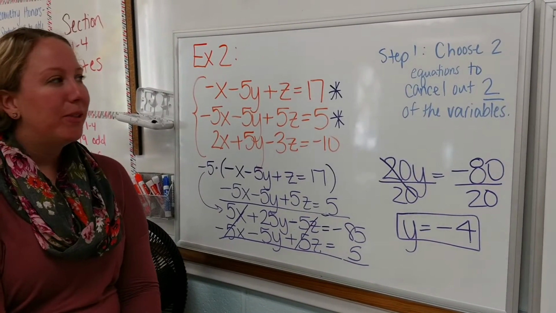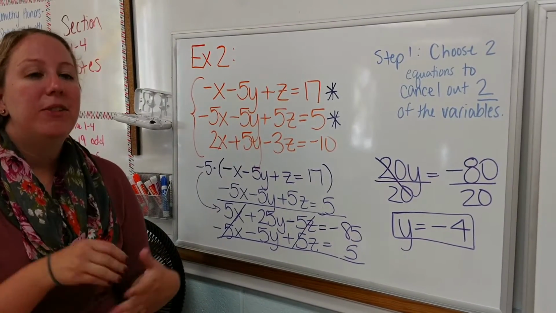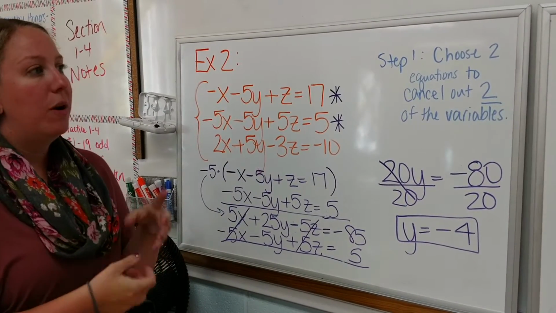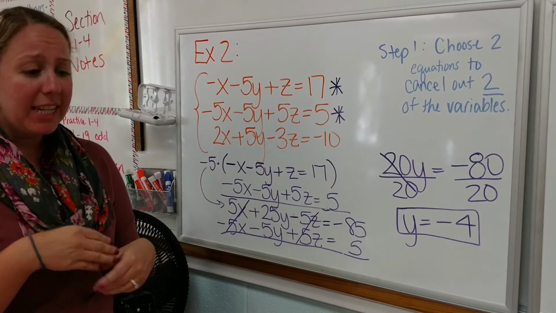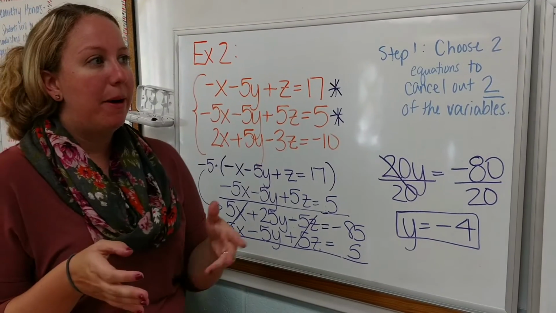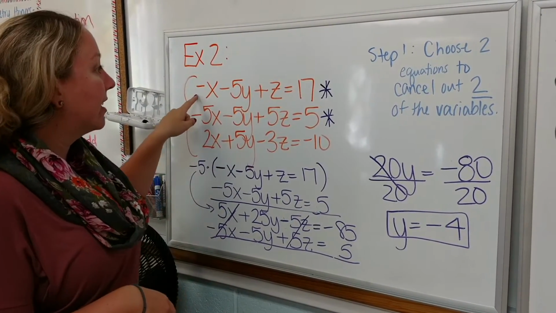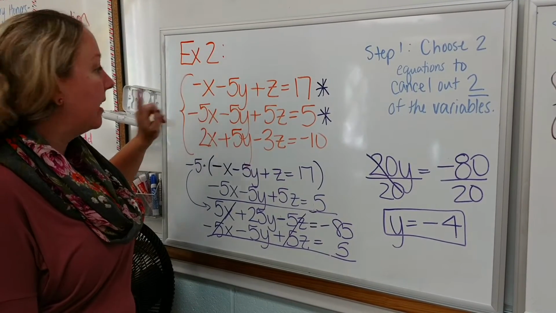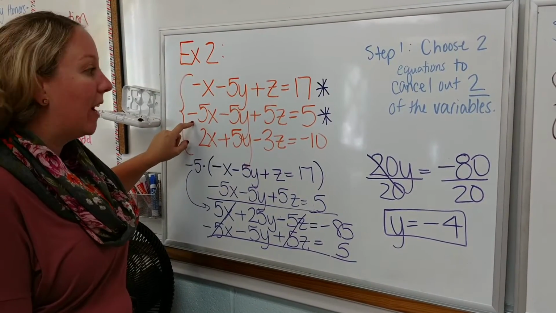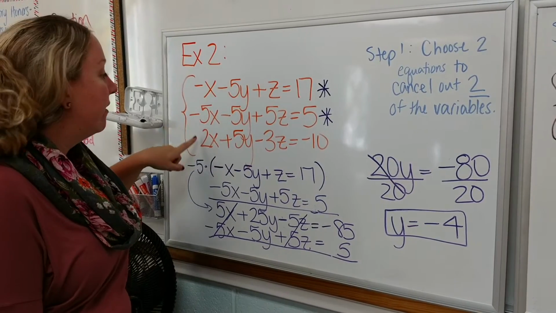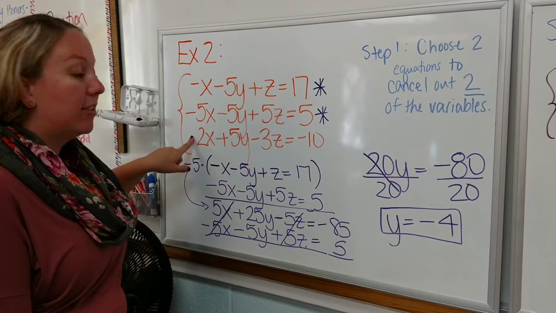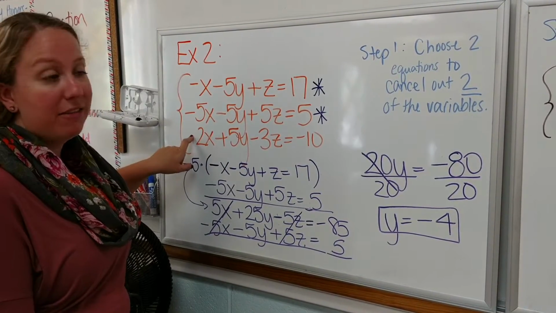So this is example 2 on systems with 3 variables, in case you need another example for your notes or you want to look back at anything. It's done more step by step than our last video. So my 3 equations are negative x minus 5y plus z equals 17, negative 5x minus 5y plus 5z equals 5, 2x plus 5y minus 3z equals negative 10.